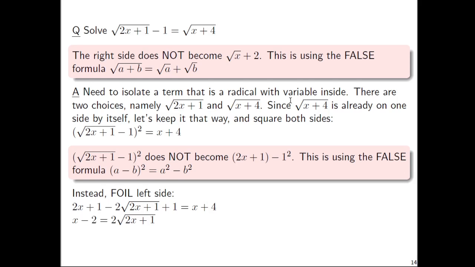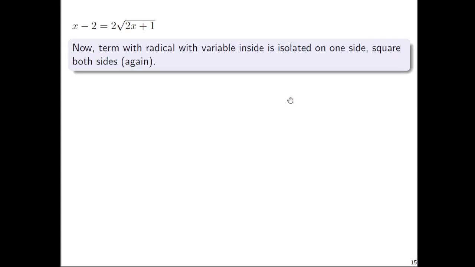So I know there was a 2 in front of the radical, but the terms are separated by plus or minus signs. So the term that's on one side of the equation by itself is 2 times root 2x plus 1. And on the other side, you'll have x minus 2. And we're going to apply the strategy again, right? So we've isolated a term that has a radical with a variable inside it on one side of the equation. And now we should take that and square both sides.